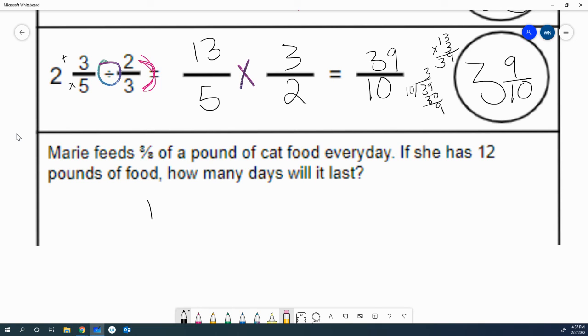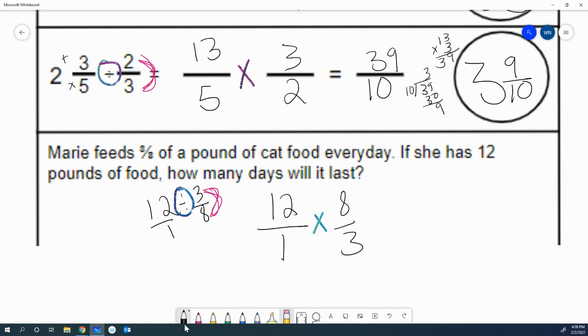For this one, you should have said 12 pounds of food divided by 3/8 because you're dividing up that 12 and giving it to the 3/8 pounds each day. You're not dividing up the 3/8 pounds and giving it to the 12 pounds. So in order to solve this one, you should put your 12 over 1. We're going to keep our 12 over 1. We're going to change our division to multiplication. And we are going to flip that 3/8 to 8/3.